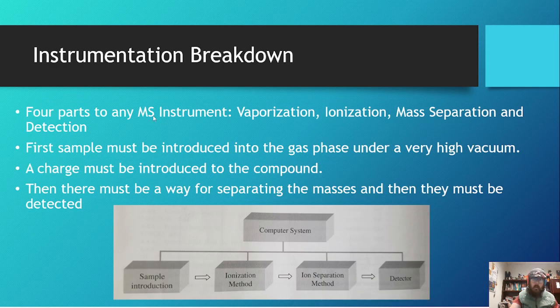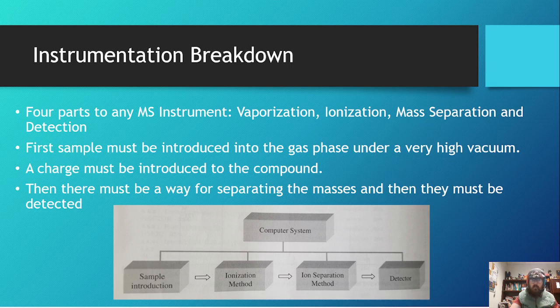So, any mass spec has 4 steps. Vaporization, which is getting the solid or liquid into a gas phase in a very high vacuum. Ionization, which is creating ions so we can detect. Separation of the mass by some method or another, and then detection.